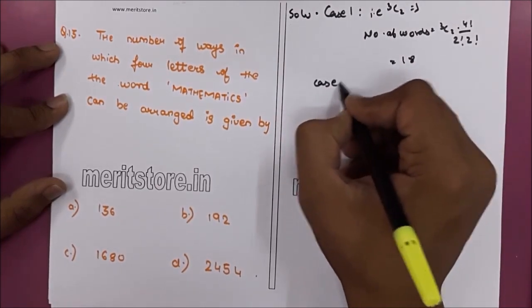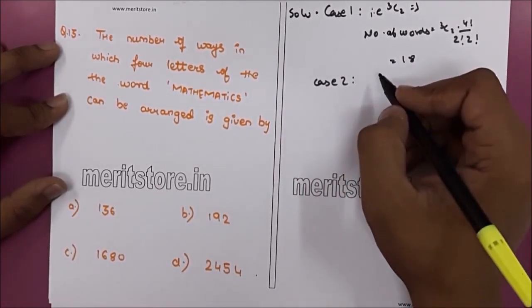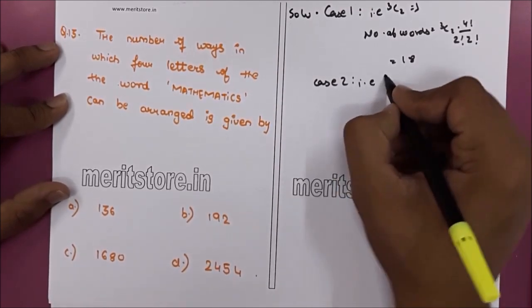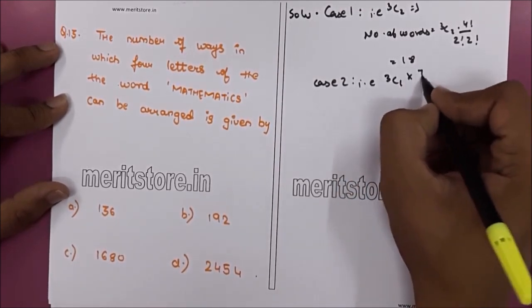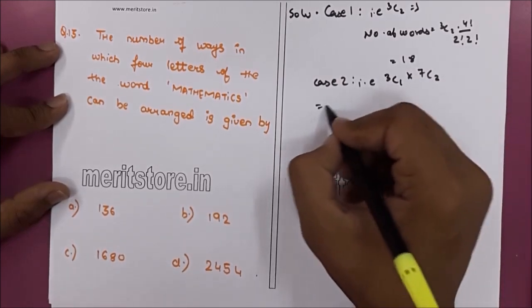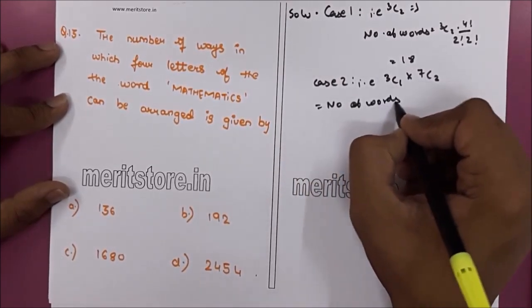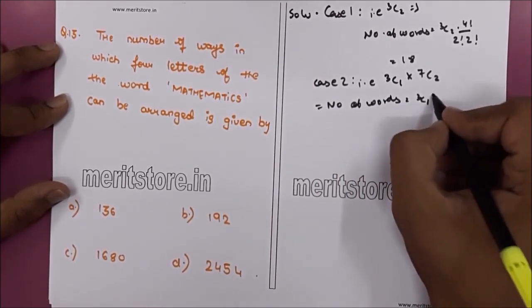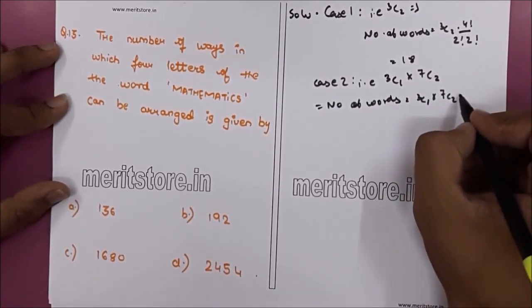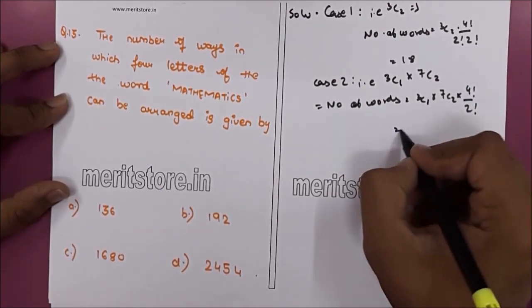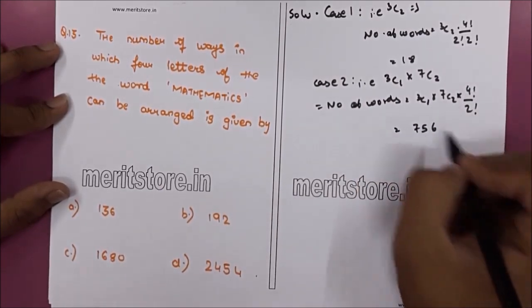Case 2: two alike of one kind and two different, that is 3C1 into 7C2. Therefore, the number of words is equal to 3C1 into 7C2 into 4 factorial upon 2 factorial, that is equal to 756.